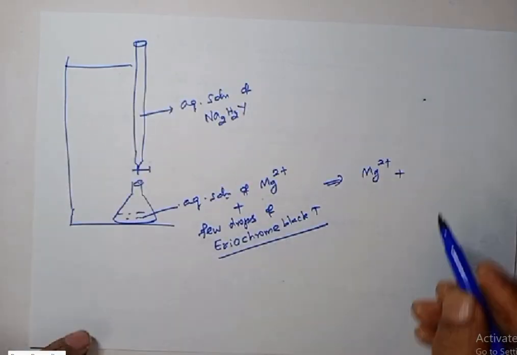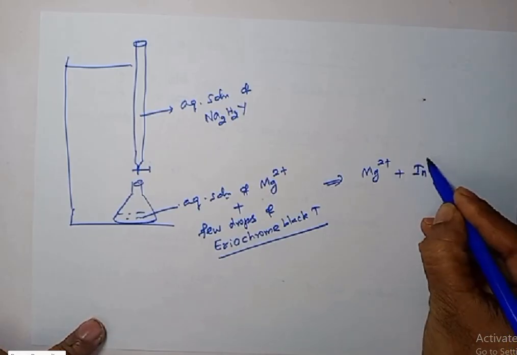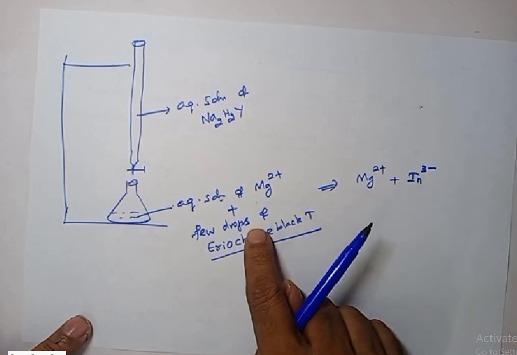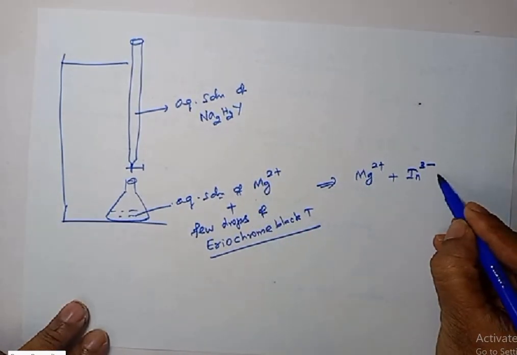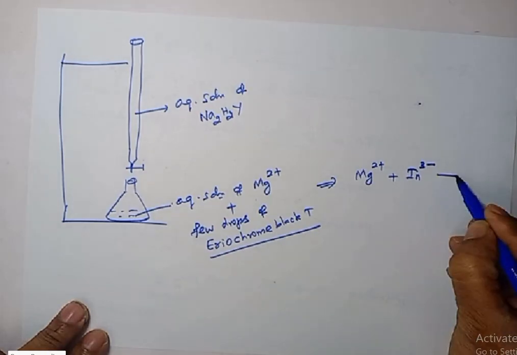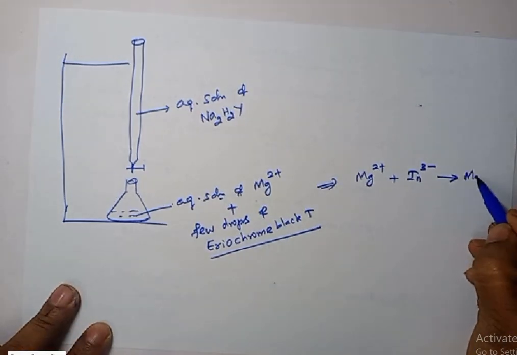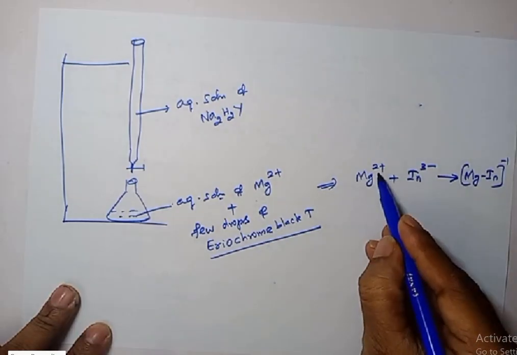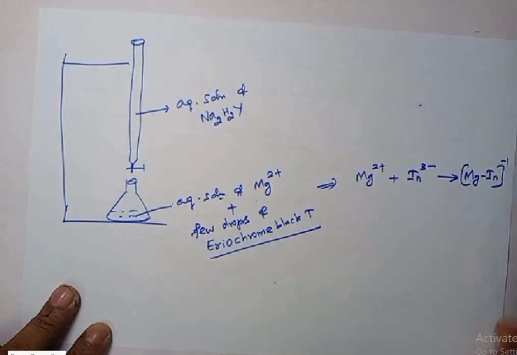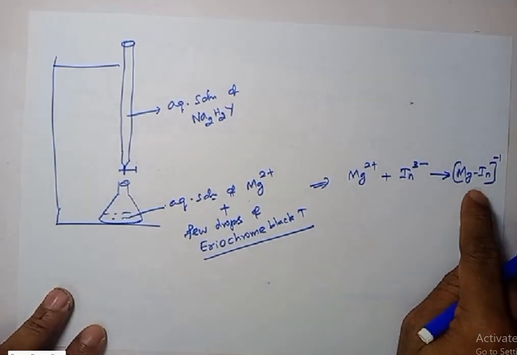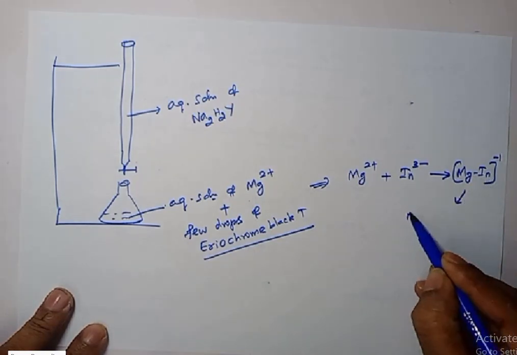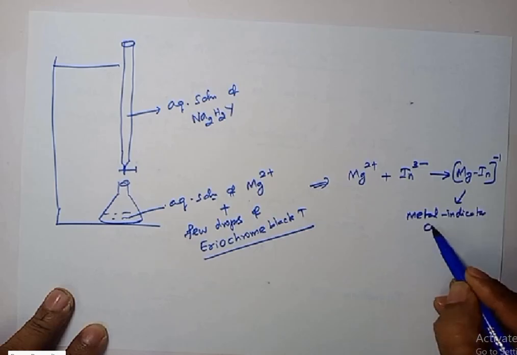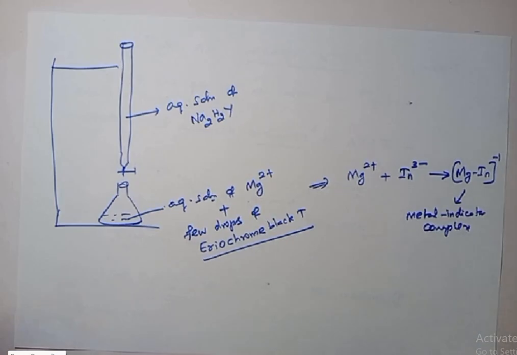So let me write here. The indicator now carries a 3 minus charge. This is actually the free indicator, but when you add the free indicator to the magnesium ions, what will happen? It forms a metal indicator complex, Mg In minus 1. Why minus 1? This is plus 2, this is minus 3. If you add, you get minus 1 as the net charge. This is the metal indicator complex. So first, the metal indicator complex is formed.